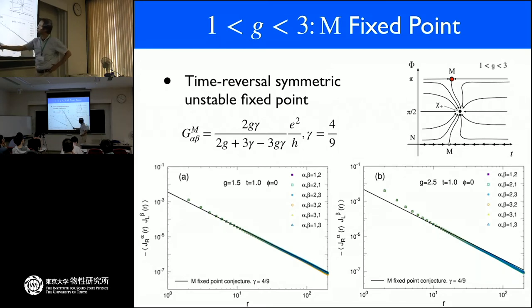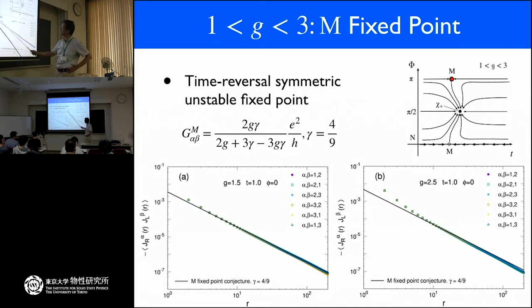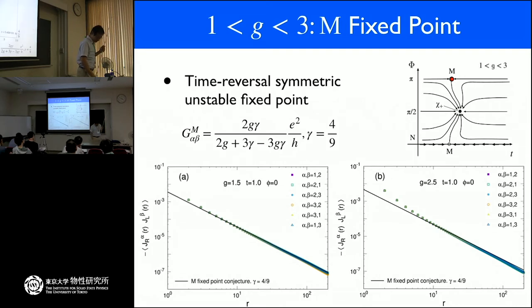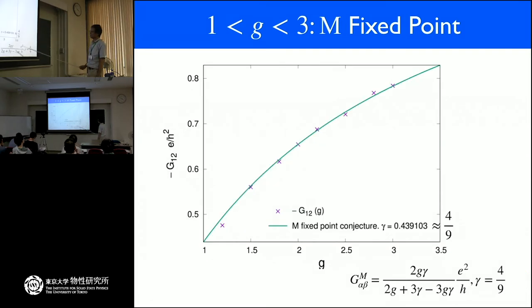And here there is some argument that this should be the pattern. This should be the formula for the conductance for this M fixed point. We can see that this straight line is this conjecture, and we can pretty much confirm it's reaching this fixed point. Another interesting thing is that we can do several different coupling constants and just do a fit. Fitting this formula, this is the gamma we get.